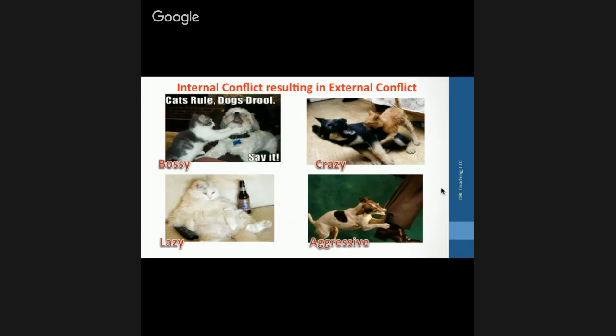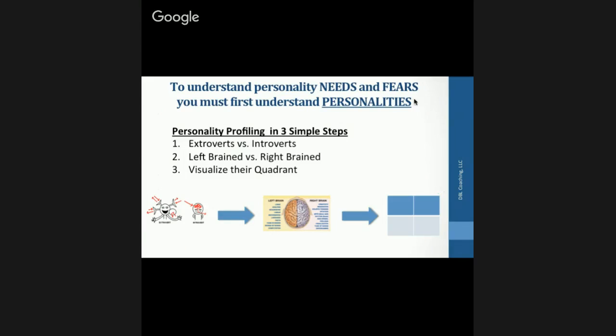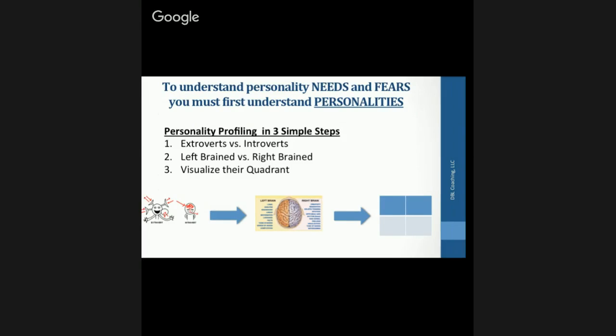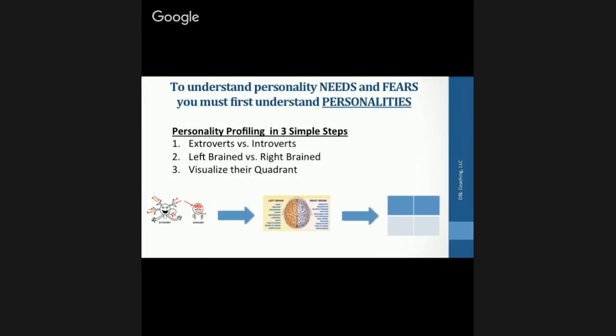So it's the same with animals, it's the same with people, it's the same with your team. They turn crazy, lazy, bossy, and you get those unexpected ankle biters, I call them, the ones that hit you when you least expect it. So what went wrong? To understand people's needs, wants, and fears, you have to understand personalities first.